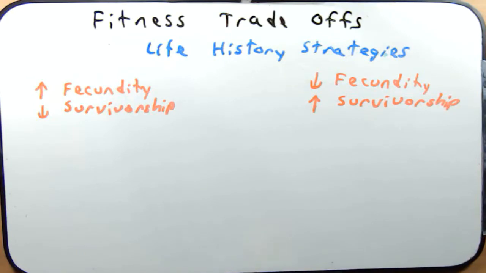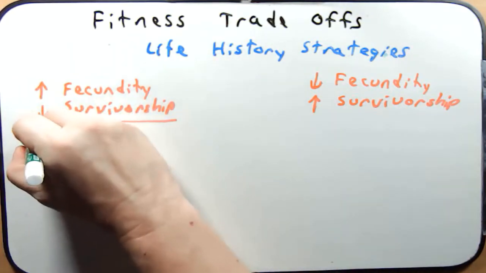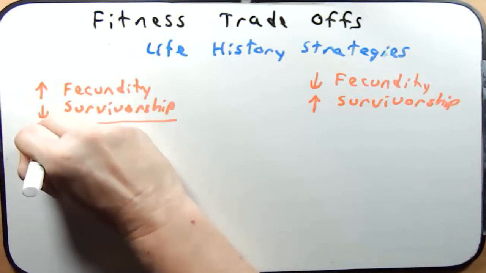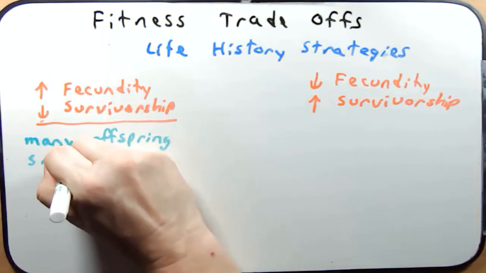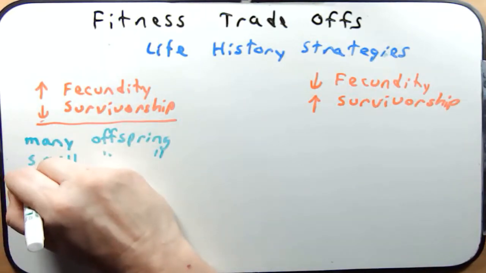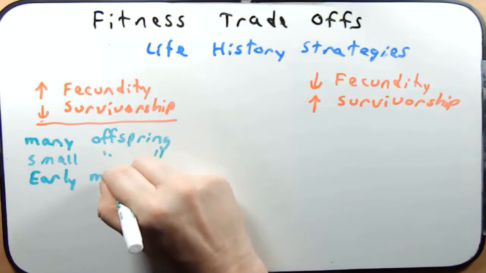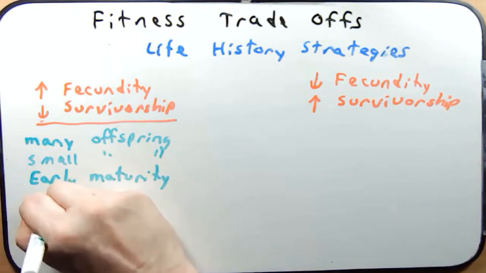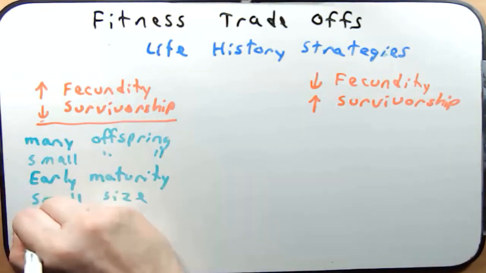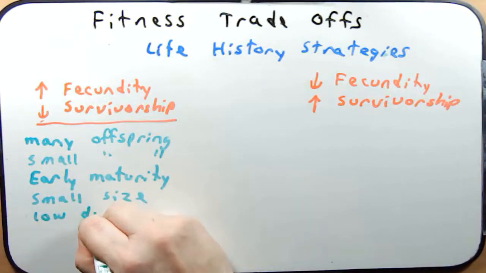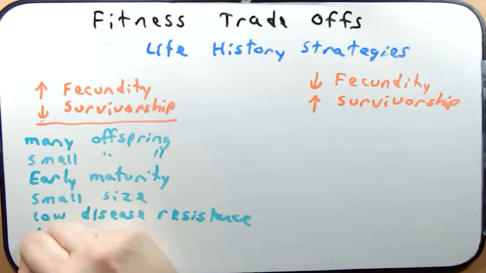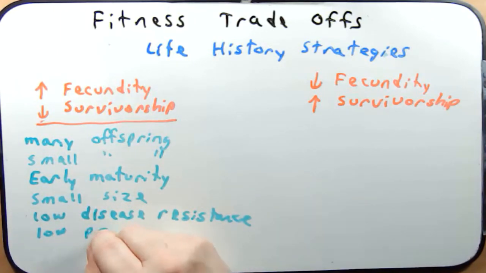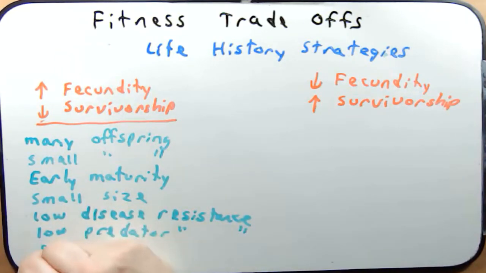Organisms that have increased fecundity and lower survivorship typically produce many offspring. These offspring are typically small. They reach maturity early. They typically have a small size. They typically have low disease resistance. They have low predator resistance, and they have a short lifespan.